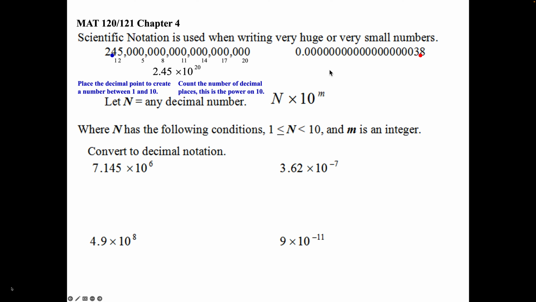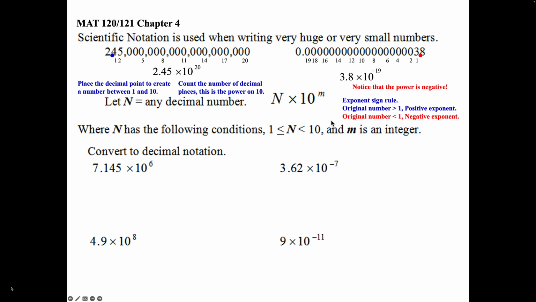All right, over here, now my decimal point is here, but again, we need to be between 1 and 10. This number is not between 1 and 10, so I'm going to put the decimal point right after the very first non-zero digit. Oh, there it is, right there. So this is going to start out as 3.8, and now we have to count all these decimal places. So there's 1, 2, 3, 4, 5, 6, 7, 8, 9, 10, 11, 12, 13, 14, 15, 16, 17, 18, 19. Now we're going to take that 19 and put it on our 10, but notice this time it's a negative.